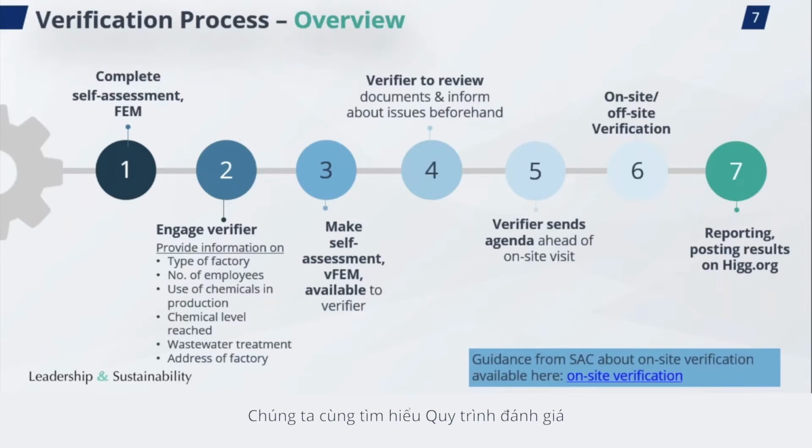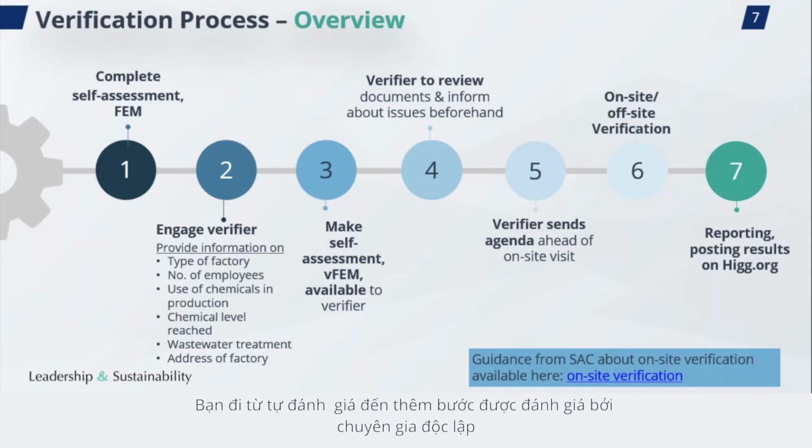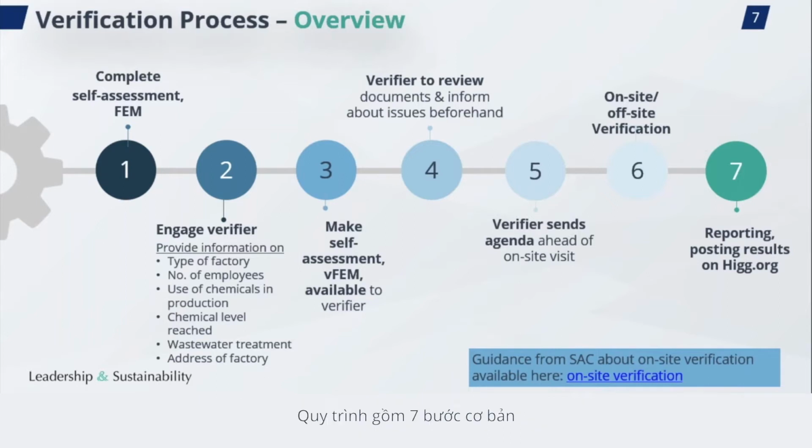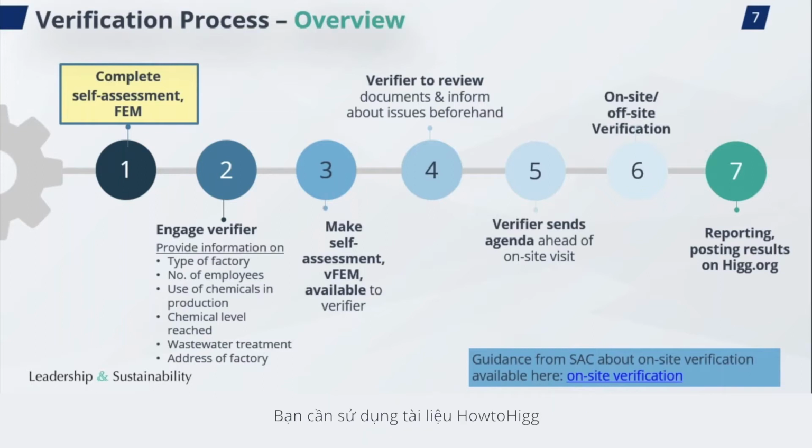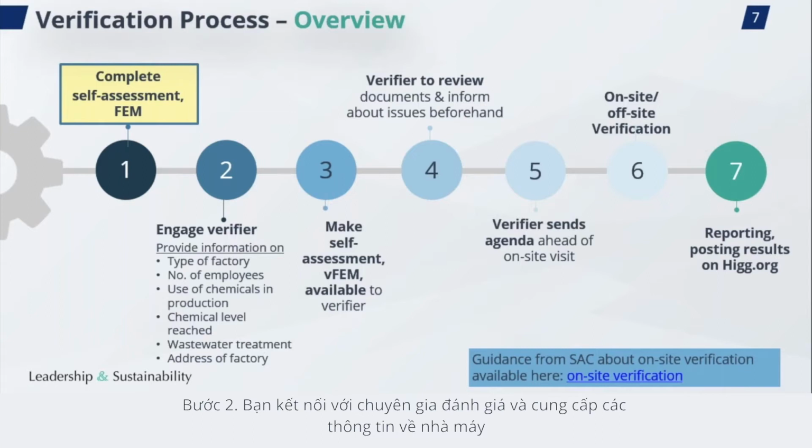Before we continue on our trail, I would like to give you an overview of the verification process. If you want to go from your self-assessment to also be verified, we have identified 7 simple process steps. First of all, you complete the self-assessment. This is where our webinar series is striving to support you. And here you will be using supporting documents such as, for example, the How to Higg guidance. And then you will engage your verifier and provide a lot of information about your facility. And then you make the self-assessment available to the verifier.